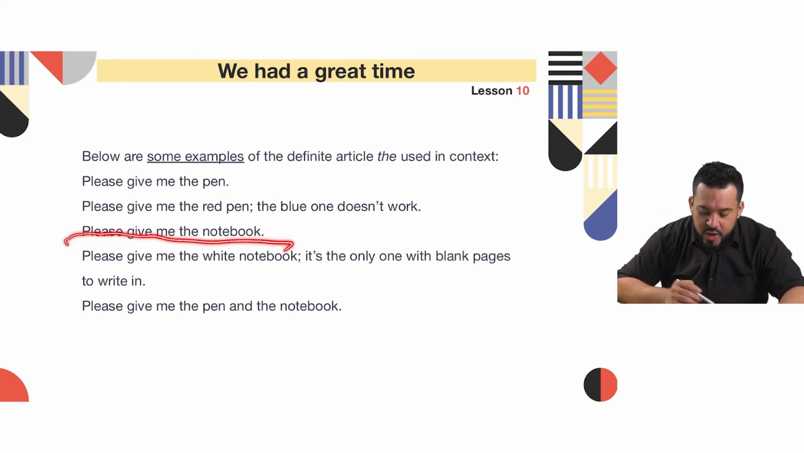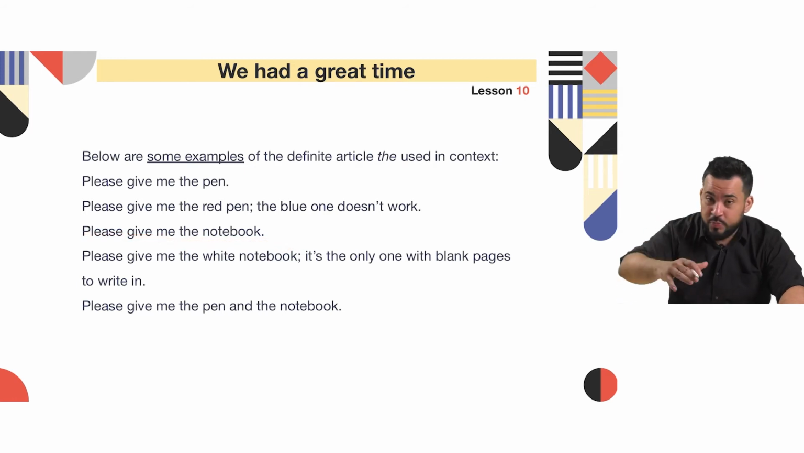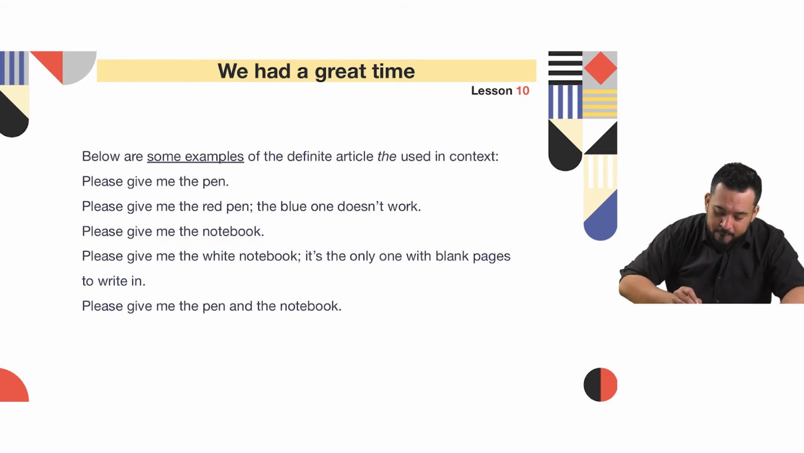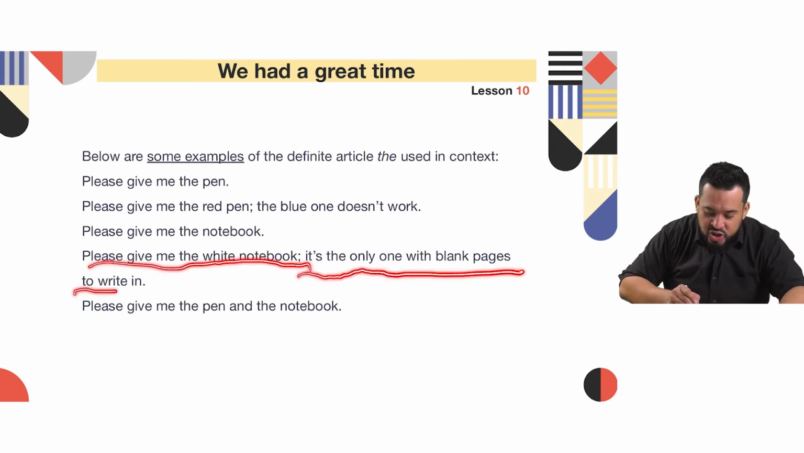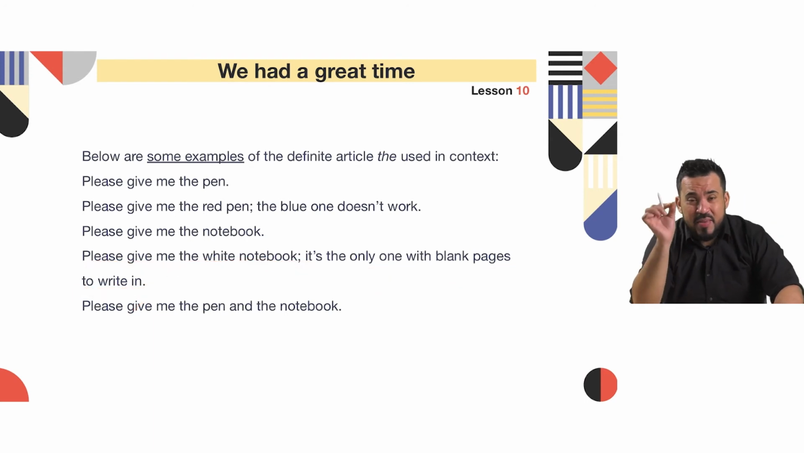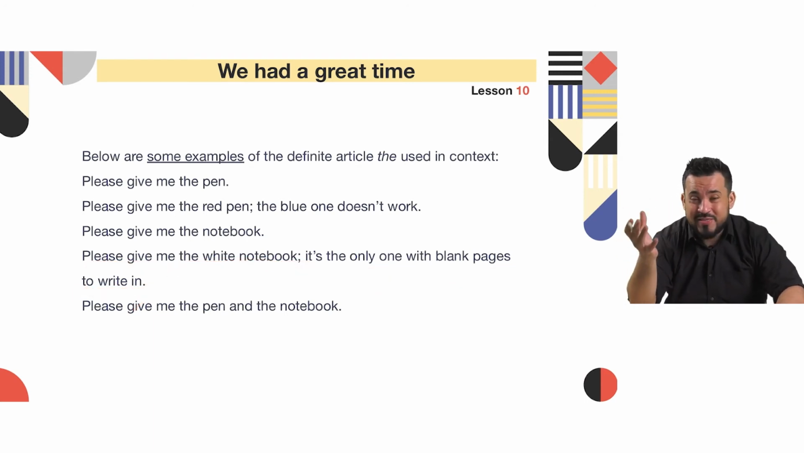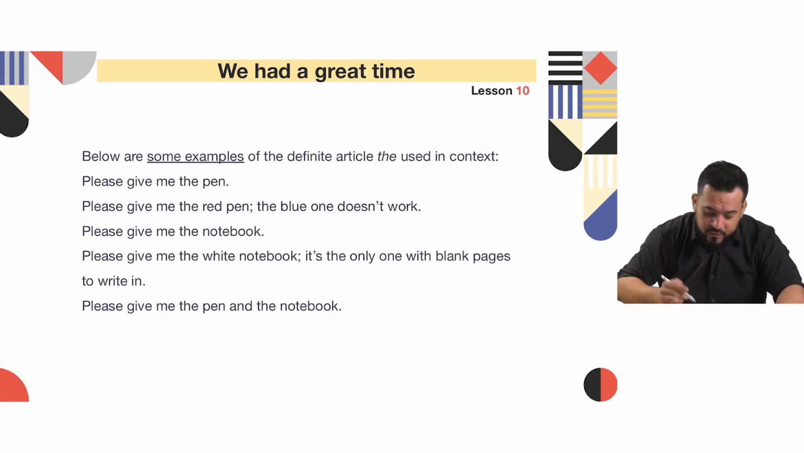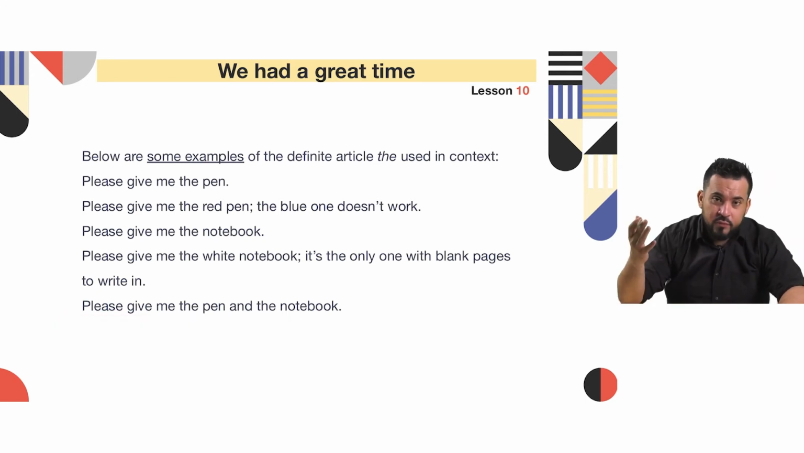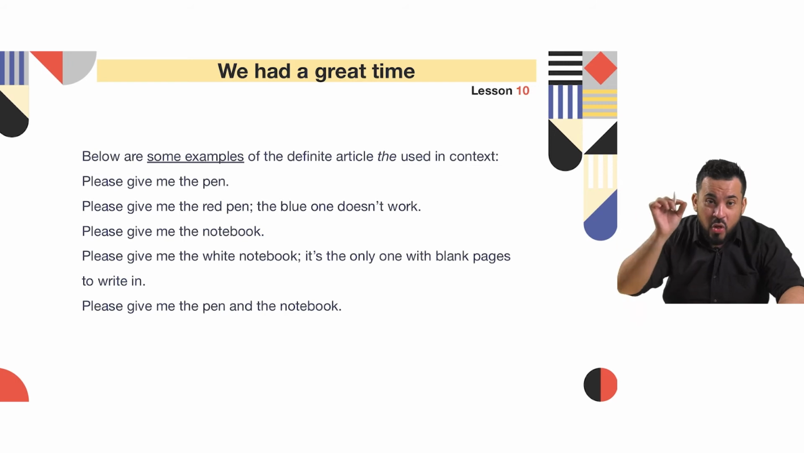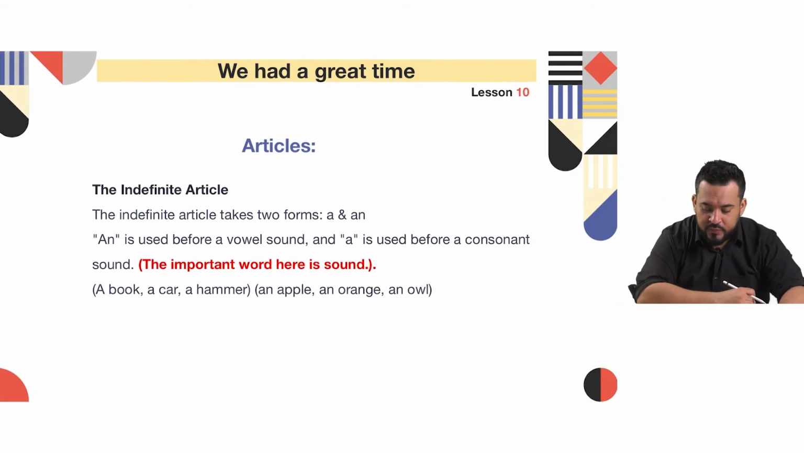Please give me the notebook, a specific notebook, not just any notebook. Please give me the white notebook. It is the only one with blank pages to write in. Please give me the white notebook because it's the only notebook with blanks to write in. That means we're talking about a very specific notebook. Please give me the pen and the notebook. So not any pen or notebook, the pen and the notebook.